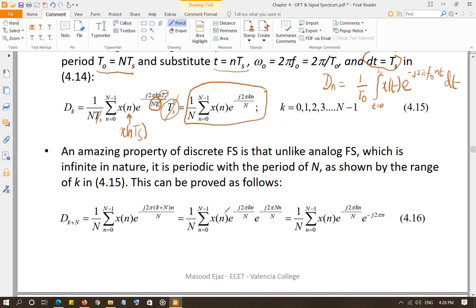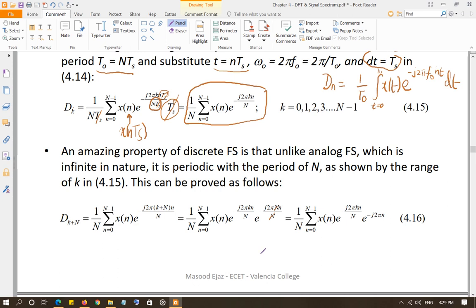How we can prove that? The proof is right here. It is periodic in nature. So that means if we replace k by k plus n with the periodicity of n, and we replace wherever k is in this series, which is here only one time, we replace that k by k plus n, we expand this as you see, and then you distribute e to the power j2 pi k plus n into two exponential form, e to the power j2 pi k n over n and e to the power j2 pi n n over n. So this capital n will be cancelled out, and e to the power j2 pi n.